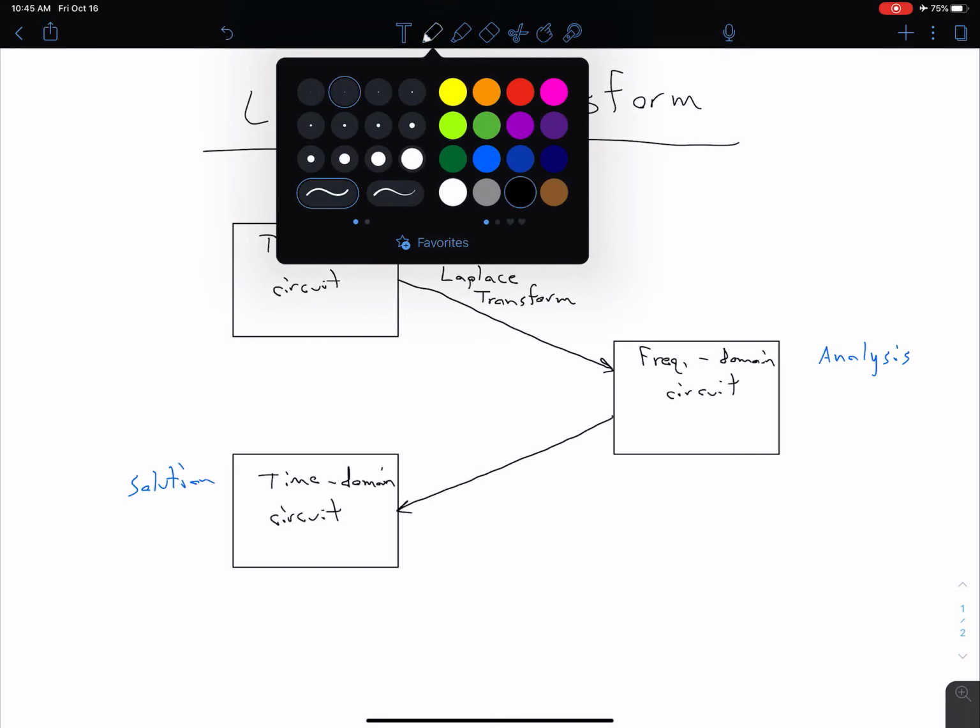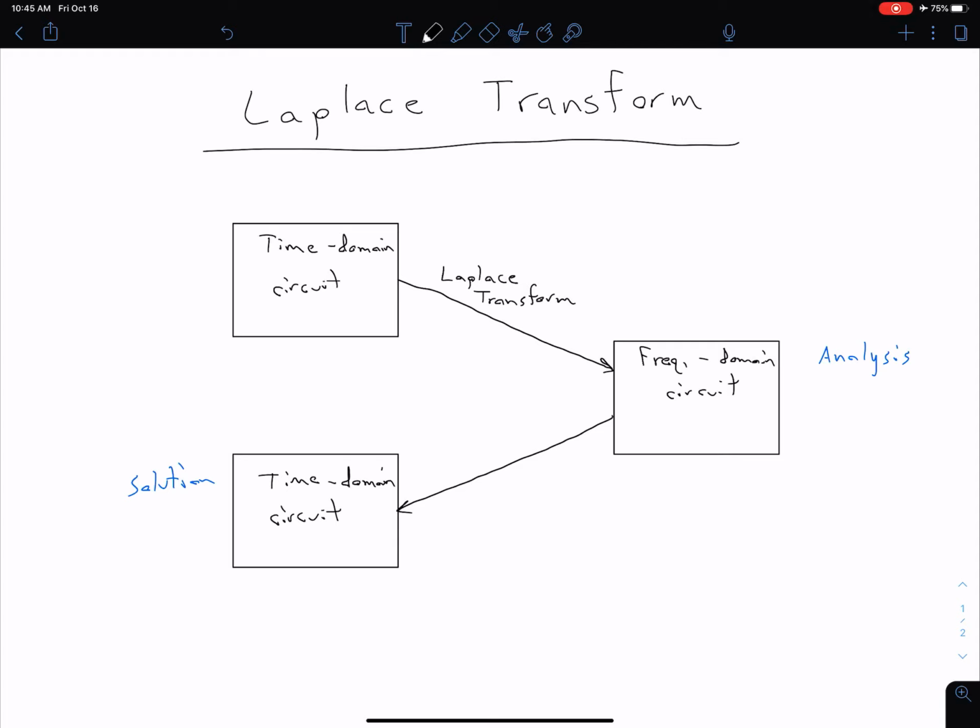Something we're going to talk about a little bit later on is how we go backwards from the frequency domain to the time domain, and that's going to be with something called the inverse Laplace transform. We're going to talk specifically about how we do each of these things, how we go in both directions between time and frequency, and how we do our analysis. In this unit, we're going to focus more on these transitions between the frequency domain and the time domain. Then in the next unit, we're going to come back and focus on this analysis and see how we can use the Laplace transform to analyze our circuits.